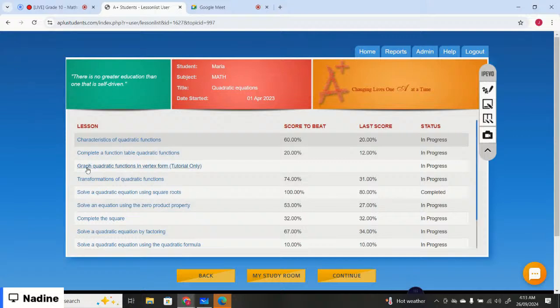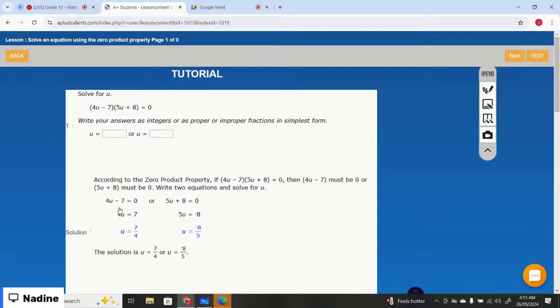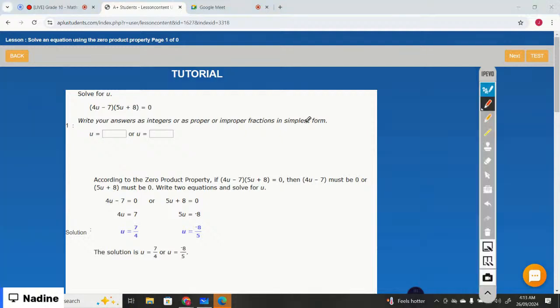Okay, so let's see what the zero product property is. Basically, the zero product property means you have two expressions whose product is zero, right? That is 4u minus 7 and 5u plus 8 equals 0, right? That means either 4u minus 7 is 0 or 5u plus 8 is 0. That is the zero product property.